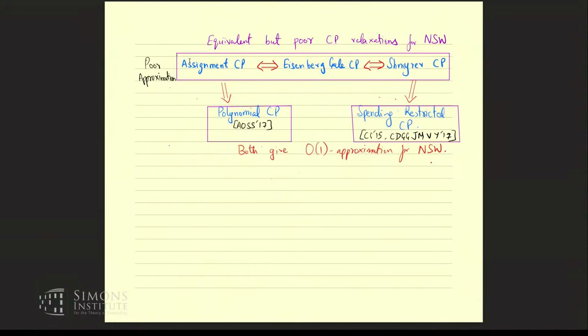So we started with these three: the assignment convex program, the Eisenberg-Gale convex program, and the Smirnov one. I didn't give you the Eisenberg-Gale, but basically more or less. These were all poor approximations, they gave poor bounds. We strengthened assignment to this polynomial one, and then we strengthened the Smirnov one to the spending restricted one, or whatever Cole et al. did. Both of these give you constant factor approximations. Good. And now I want to move to the weighted version of the problem.